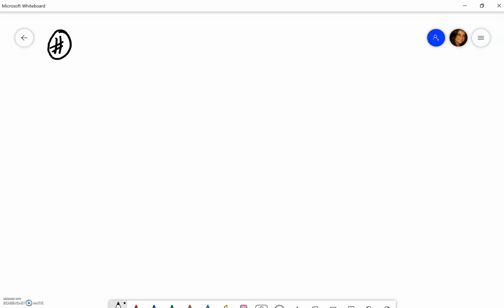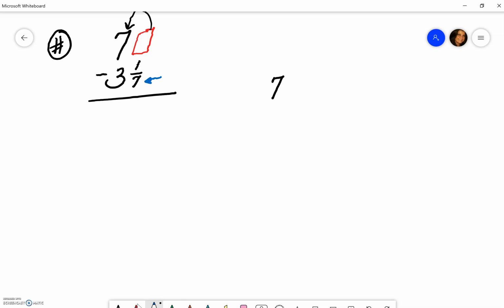Now, number 9, we have a whole number, 7, and we have to subtract it by 3 and 1/7. So the first thing that should come to your mind is, okay, well, I don't know how to subtract the fractions because I'm missing a fraction right there. Well, here's the process. We're going to borrow from that 7. So how do we handle that task? Well, we know to get a like fraction, we need a denominator of 7. So we can take 1 from 7 and make it a 6.